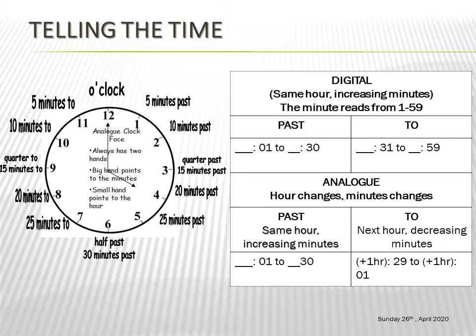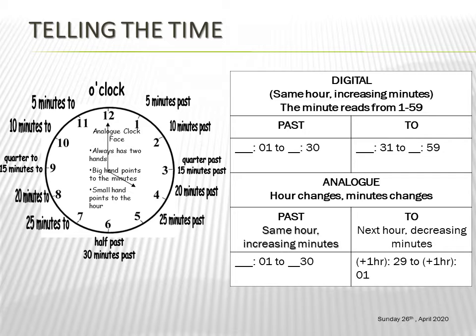Now, the clock is divided into two. From 12 to 6 is the half or the past side, and then from 6 also down to 12 again is the to side. So there are two parts to it. Remember that we have the past side 12 to 6 and the to side from 6 to 12.